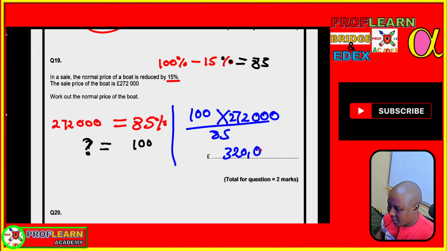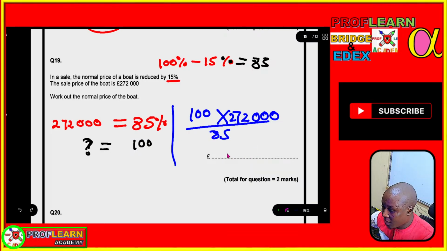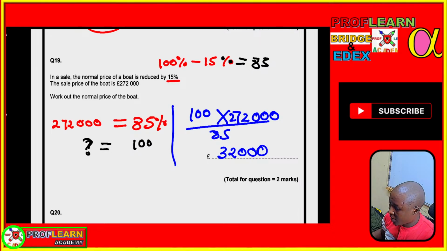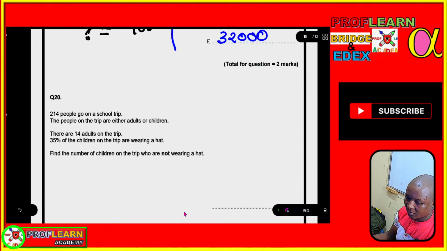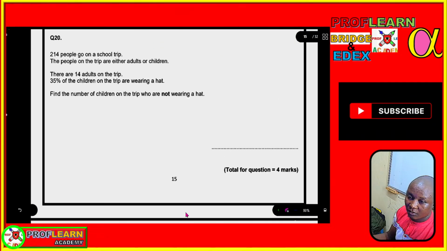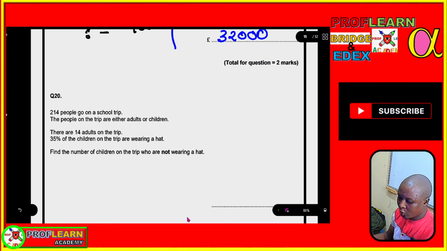Sorry, not 320,000, I might be making a mistake here. 32,000. I think I made a mistake there, and I've corrected that. So we are going to pick from there, from question 20.